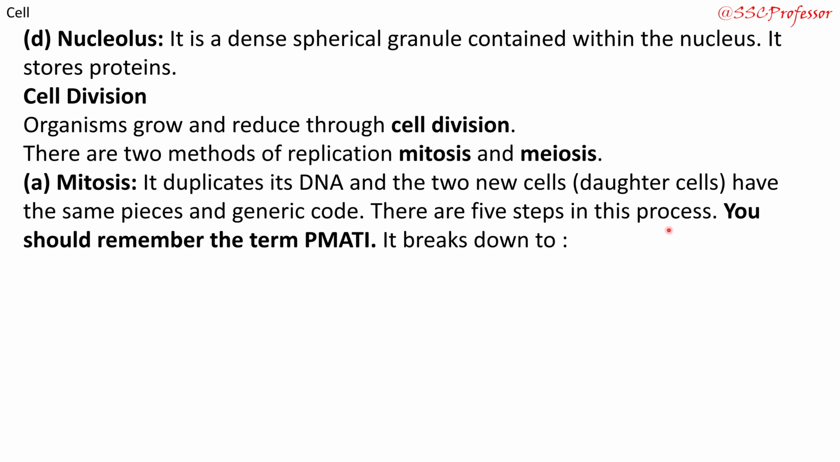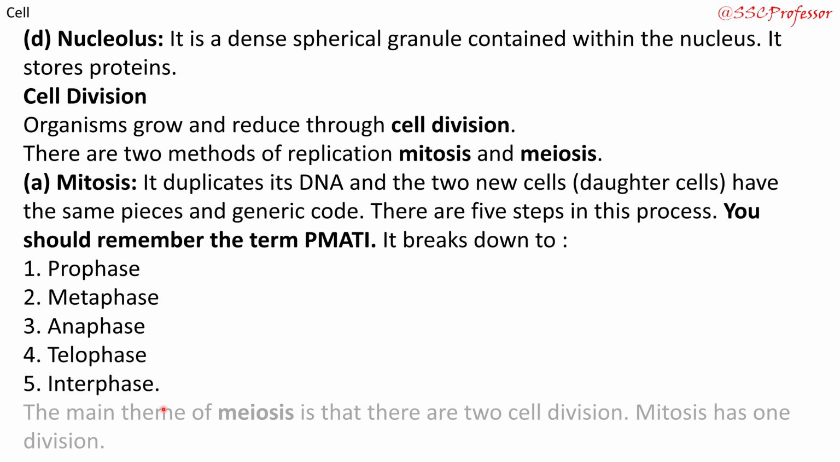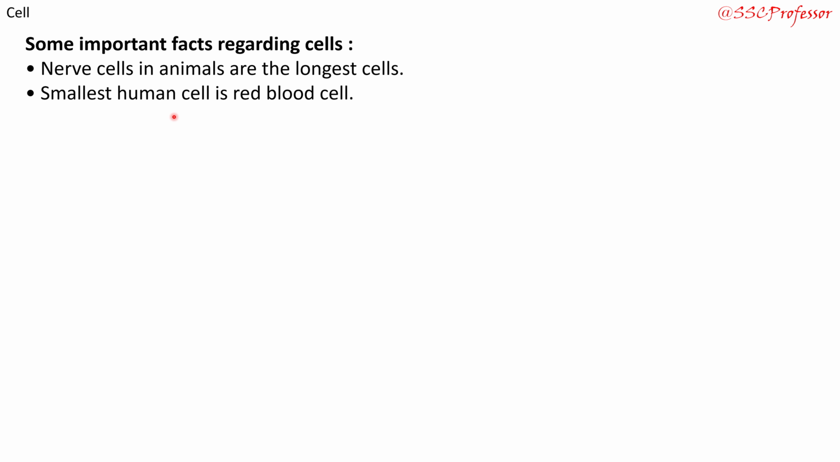There are 5 steps in this process. You should remember the term PMATI. It breaks down to first prophase, second metaphase, third anaphase, fourth telophase, fifth interphase. The main theme of meiosis is that there are two cell divisions. Mitosis has one division. Some important facts regarding cells. Nerve cells in animals are the longest cells. Smallest human cell is red blood cell. Largest human cell is female ovum.